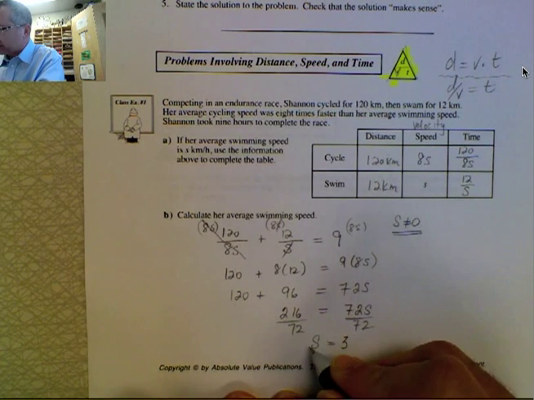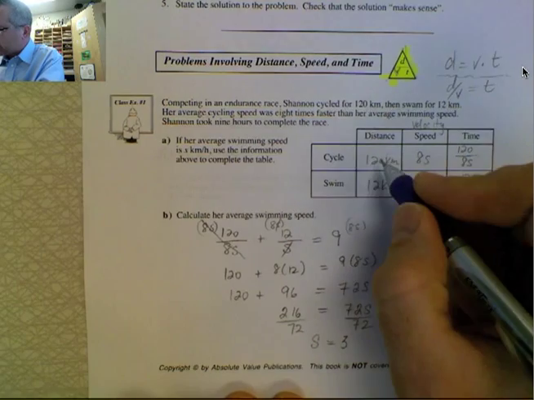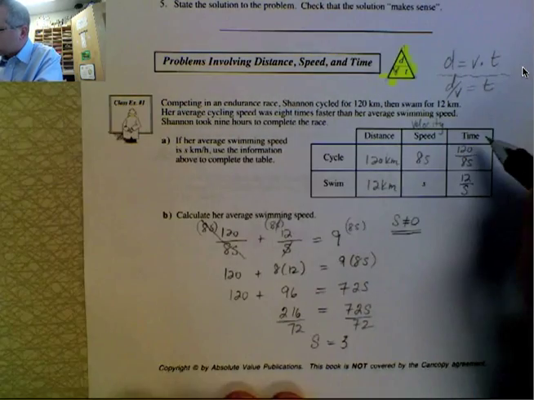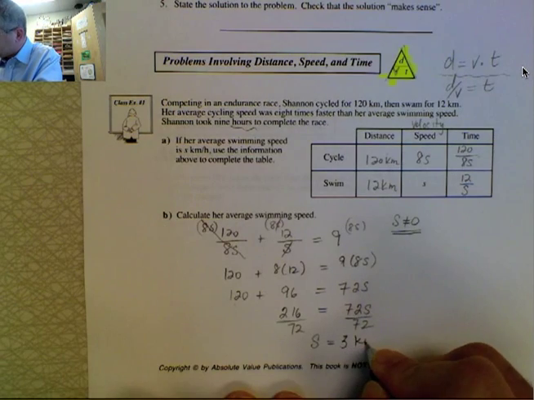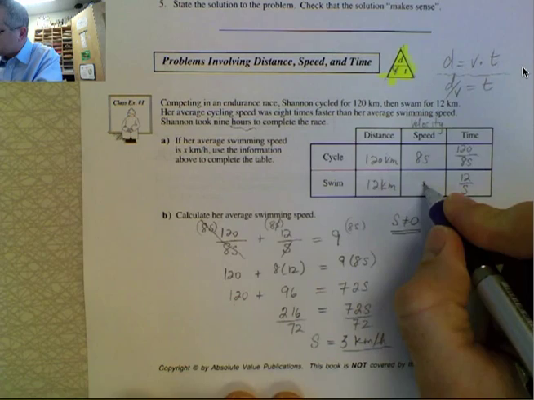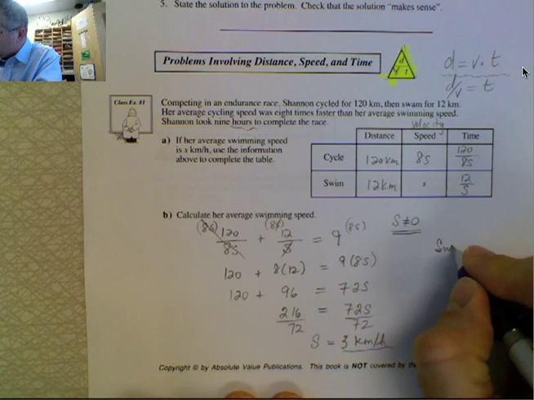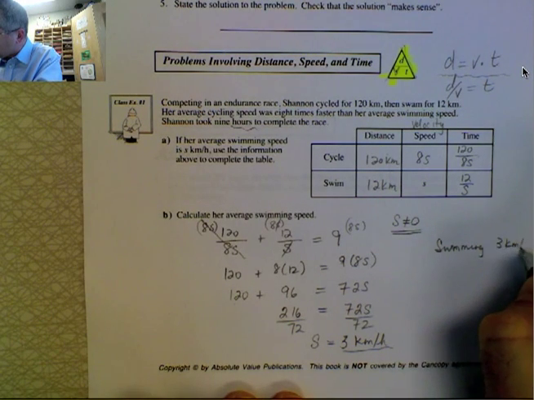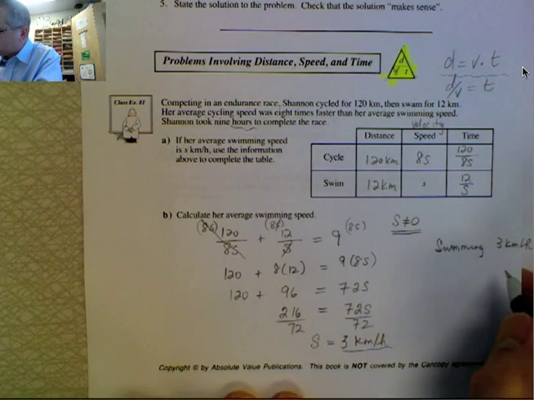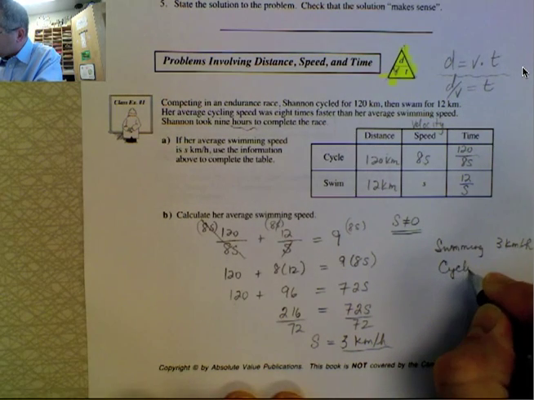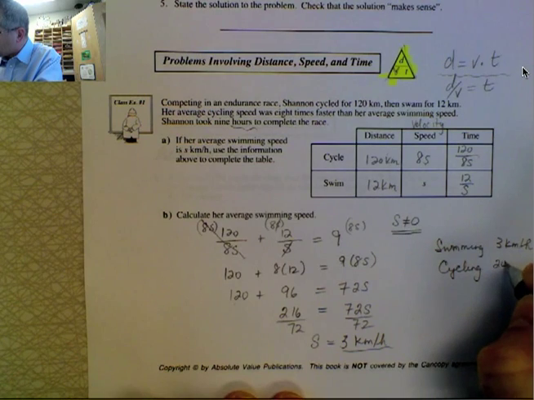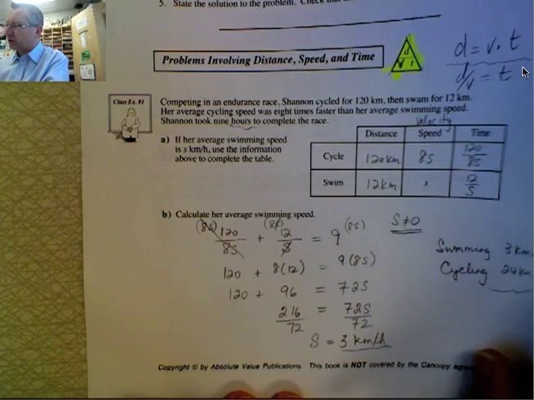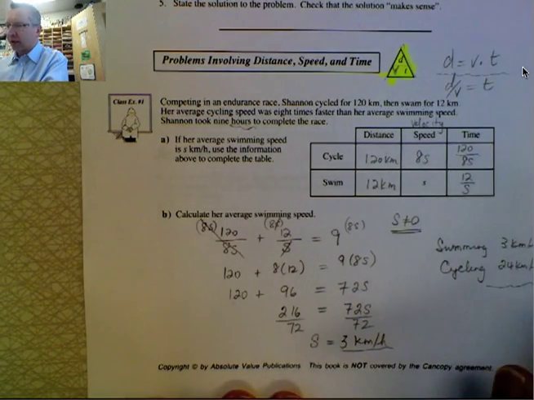But what does 3 represent? 3 represents speed. And speed in this particular question is going to be kilometers per hour, because our distance is in kilometers and our time is in hours. So this tells us s, which is our speed of swimming. Our swimming speed is 3 kilometers per hour. And our cycling speed is 8 times that. So cycling, 8 times 3 gives us 24 kilometers per hour. So we're able to use a rational equation to help us solve a problem.